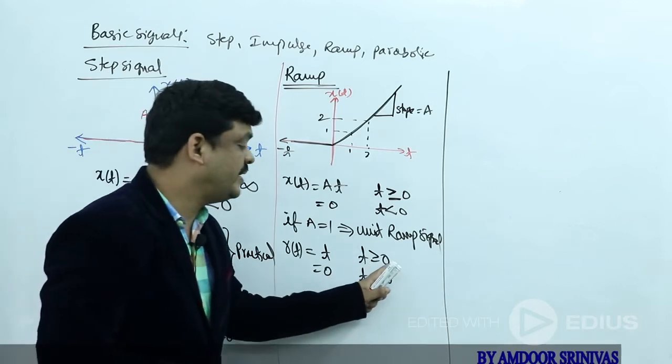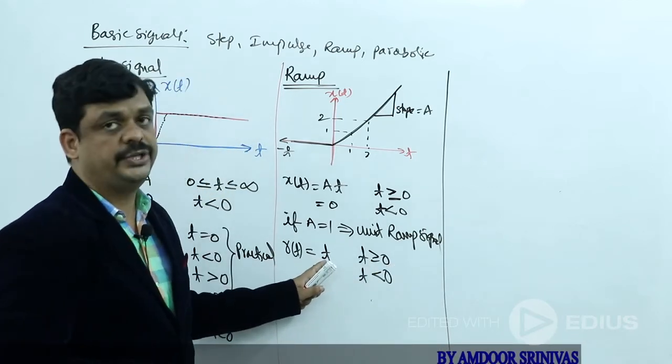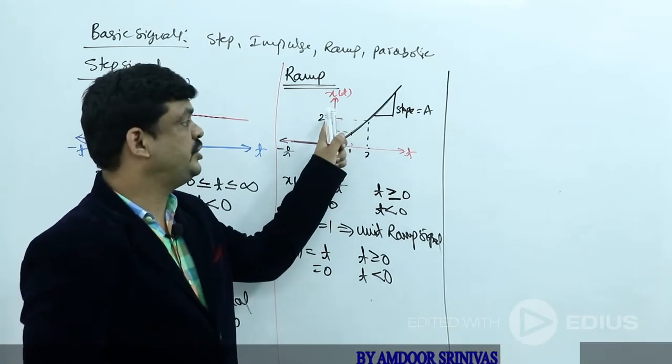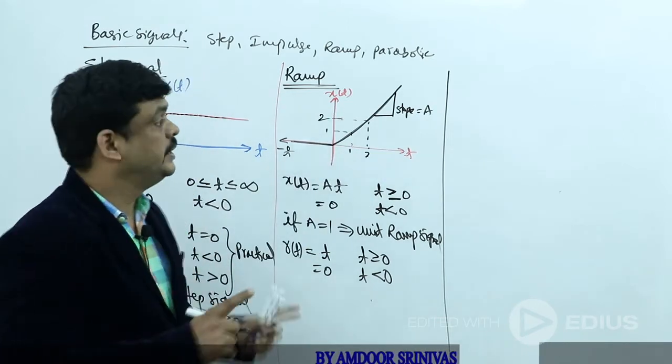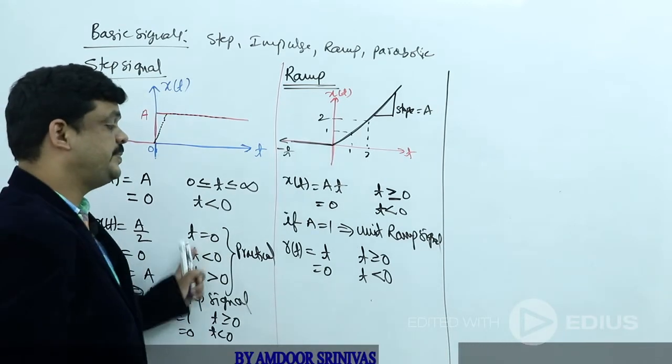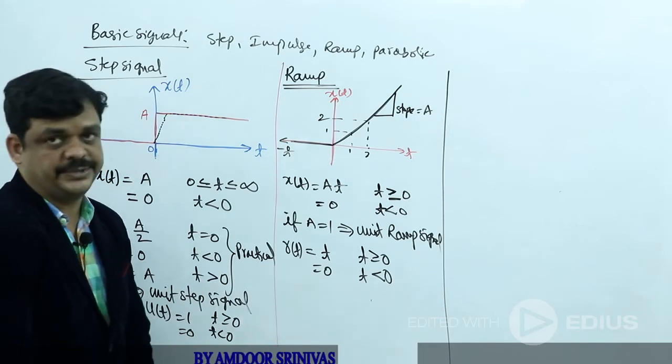Only the positive time axis is defined, and the amplitude is directly equal to t. If t is 1, the amplitude is also 1. If t is 2, the amplitude is 2. Then how much does the slope become here? 1. So this signal is called the unit ramp signal. So we have the unit step signal, and another signal, the unit ramp signal.